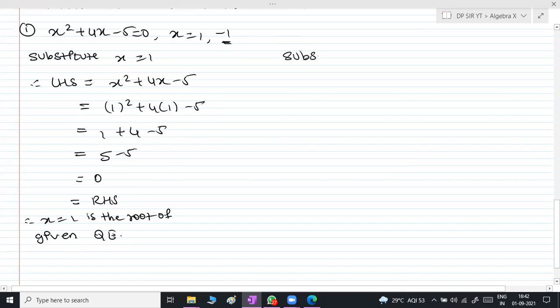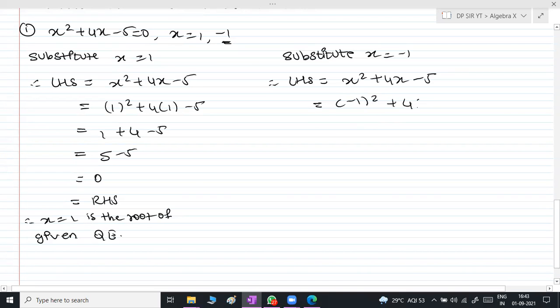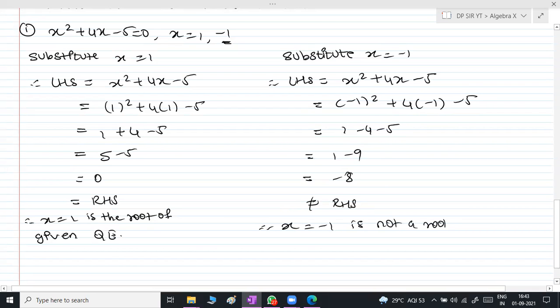So here I would say substitute x is equal to minus 1. Therefore, LHS is equal to x square plus 4x minus 5. It's going to be minus 1 square plus 4 into minus 1 minus 5. So it's going to be 1 minus 4 minus 5. So here it's going to be 1 minus 9, which is minus 8, which is not equal to my RHS. Therefore, x is equal to minus 1 is not a root of the given quadratic equation.